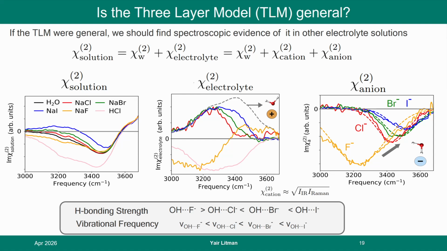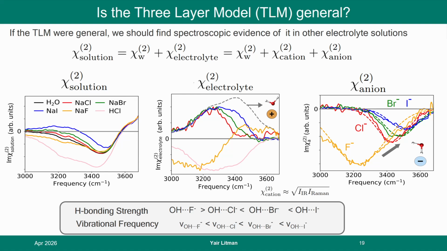So here I show you a bunch of electrolytes. We can easily take out the pure water signal, and we get what I call the electrolyte. Here comes a tricky part, because experimentally it's really hard to disentangle. What people do in the SFG community is approximate the cation signal as the square root of IR times Raman. If you remember the equation, this makes some sense, because we compute the correlation function of dipole and polarizability. For Raman, you correlate polarizability with polarizability, and for IR, dipole with dipole. But still, it's a rough approximation.